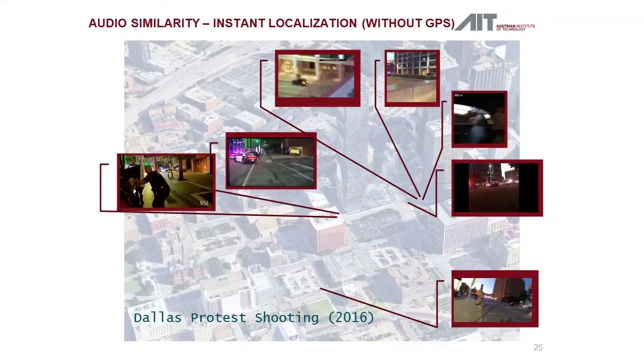So the advantage of this approach is that it clusters videos with similar acoustic scenery together. And because the scenery changes in relation to the different audio sources in an urban environment, videos which have the same audio scenery must have been taken in near proximity. So what you get from audio similarity search is an instant localization without GPS coordinates.